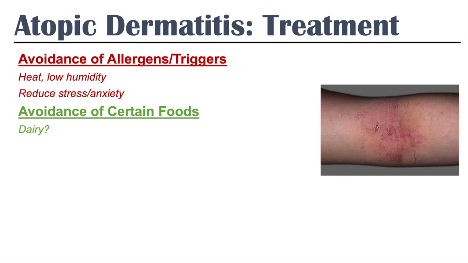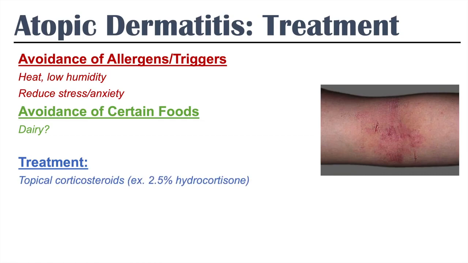You're going to hear certain things from other people. And what I'm going to say here is that you can think about this as something that you can remove from your diet to see if it'll actually help with these symptoms. And then if the avoidance of certain triggers, foods, and allergens doesn't work, we can move on to treatments. And the treatments can include topical corticosteroids. So an example is about 2.5% hydrocortisone cream.